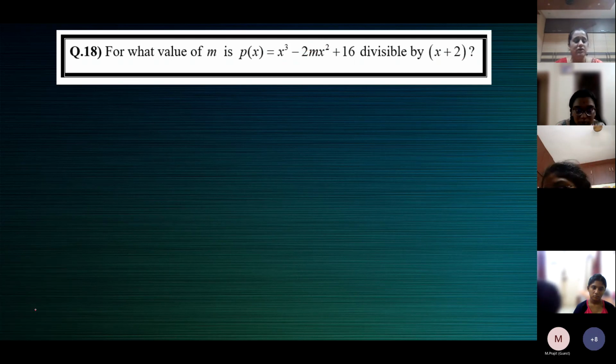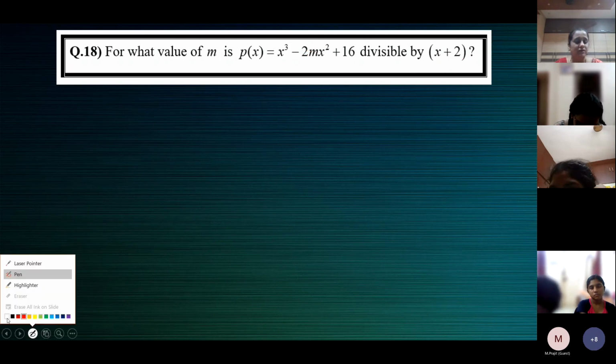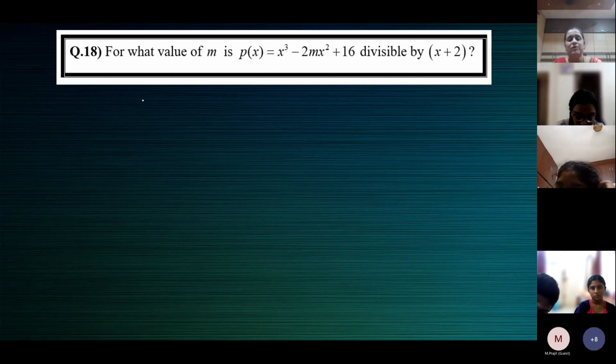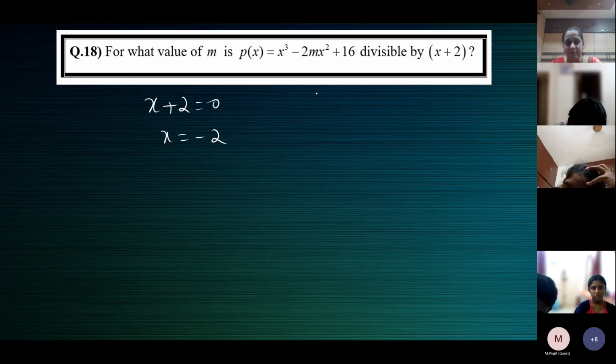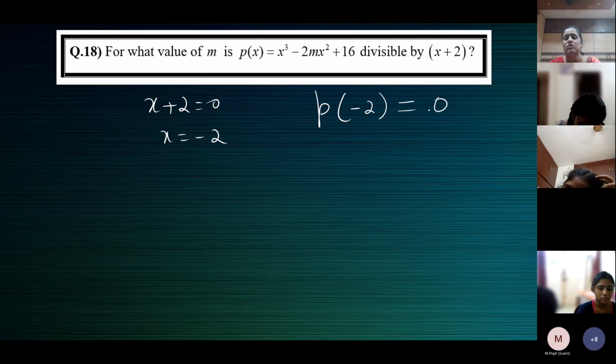So if P of X should be divisible by X plus 2, then P of minus 2 should be 0. X plus 2 is equal to 0, X is equal to minus 2. P of minus 2. Why P of? Because it is P of X. If it was F of X, we would say F of minus 2. So what should be the value of M so that P of X is divisible by X plus 2? Since X is equal to minus 2, for P of minus 2 the answer should be 0. The remainder should be 0.